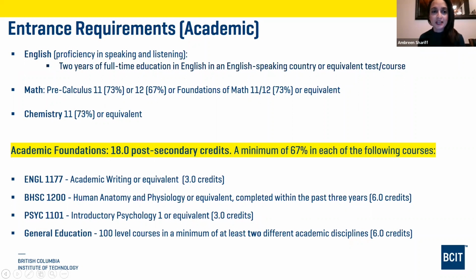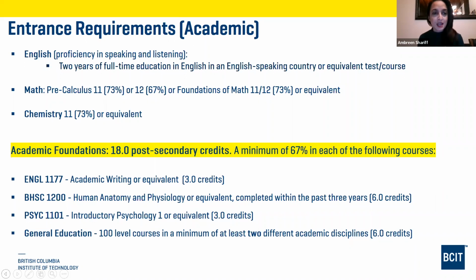And we have some post-secondary entrance requirements for a total of 18 credits. Specifically, we're asking for an academic writing course, English 1177 at BCIT or an equivalent, 6 credits of human anatomy and physiology, which has a 3-year recency requirement. That's the only one that really has that recency requirement. We have a 3-credit introductory psychology course, and 6 credits of general education electives.